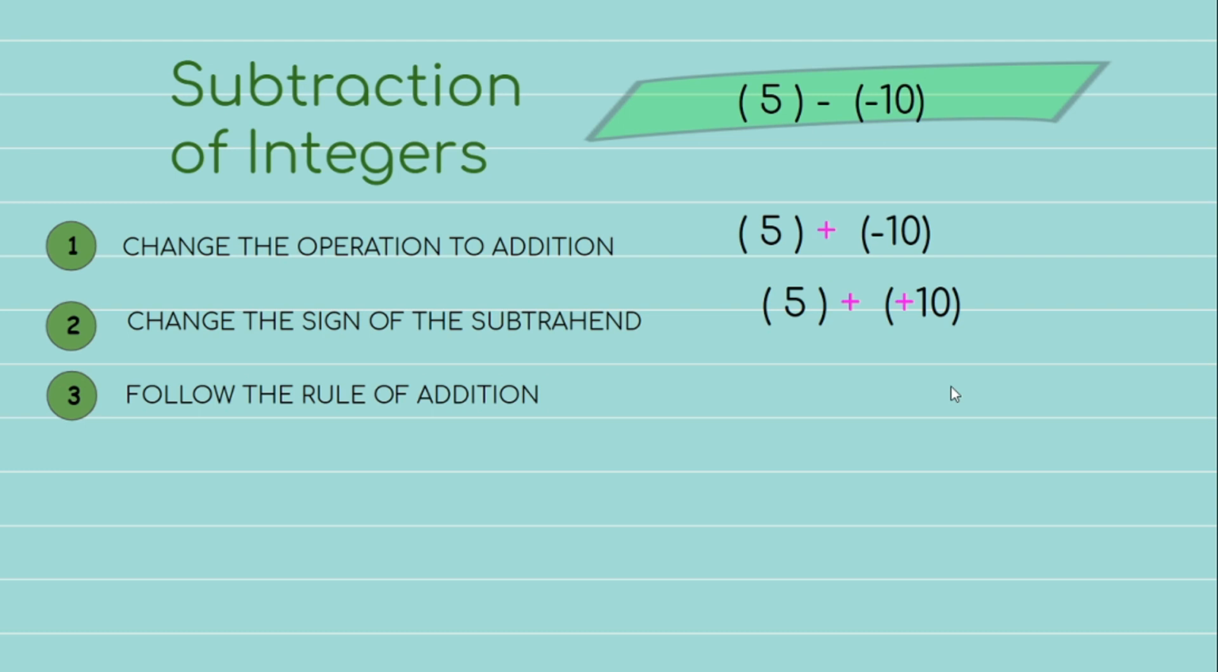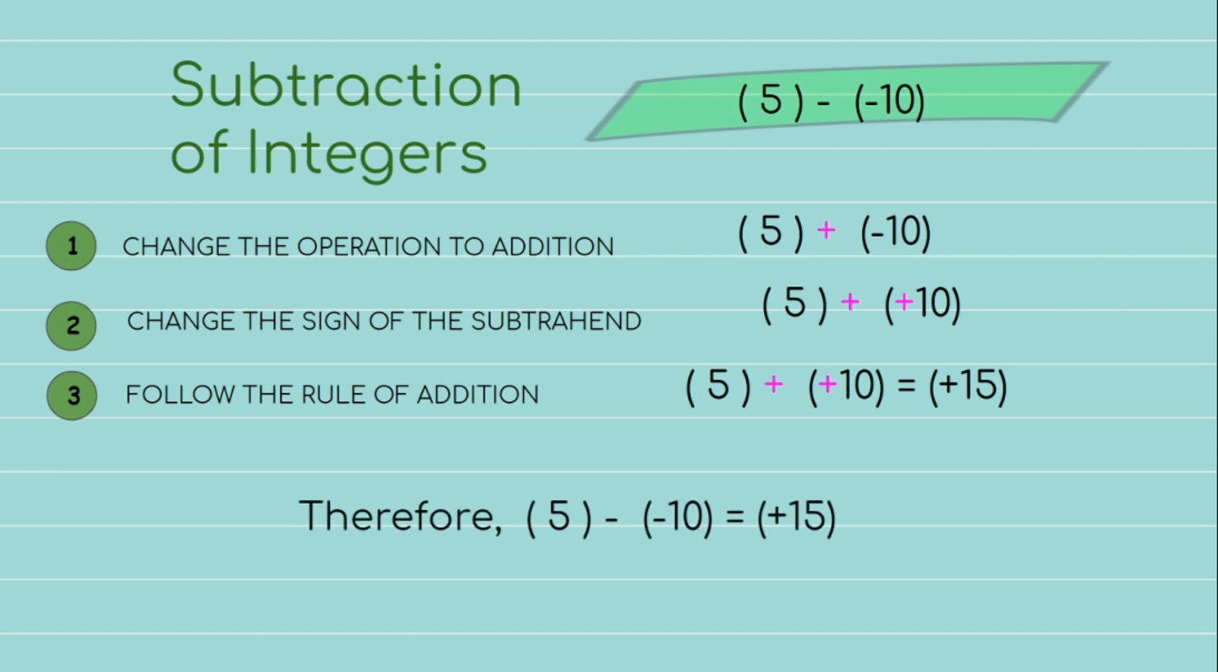And then after that, we need to follow the rule of addition. Since addition na siya, we just need to follow the rule of addition. So we have 5 plus 10, we have positive 15. Therefore, positive 5 minus negative 10 is equal to positive 15. Okay, that's for subtraction and addition of integers. Ito namang sumunod ay yung multiplication and division of integers. Hindi pa natin siya na-discuss last week.